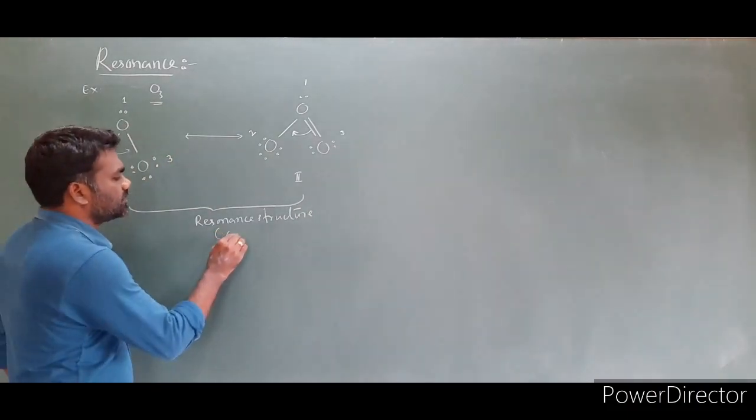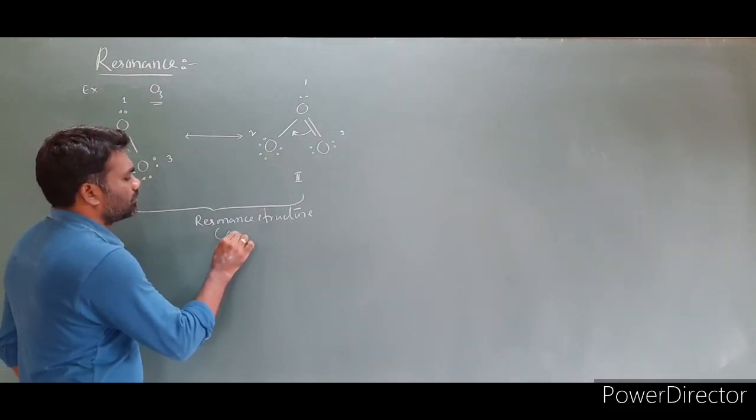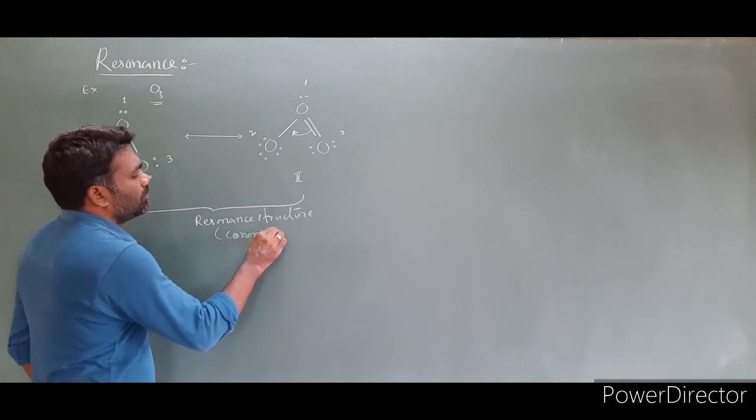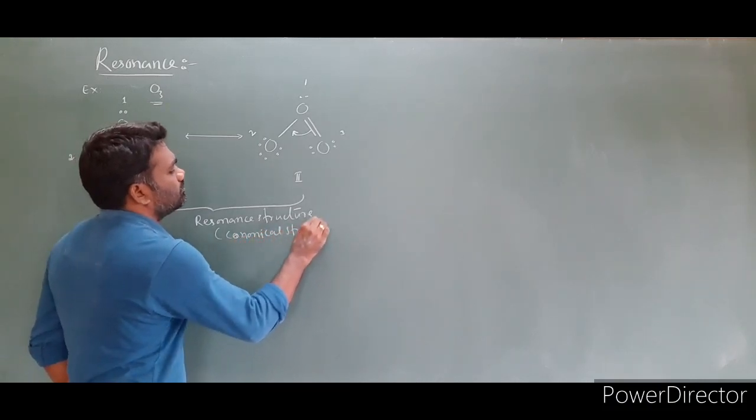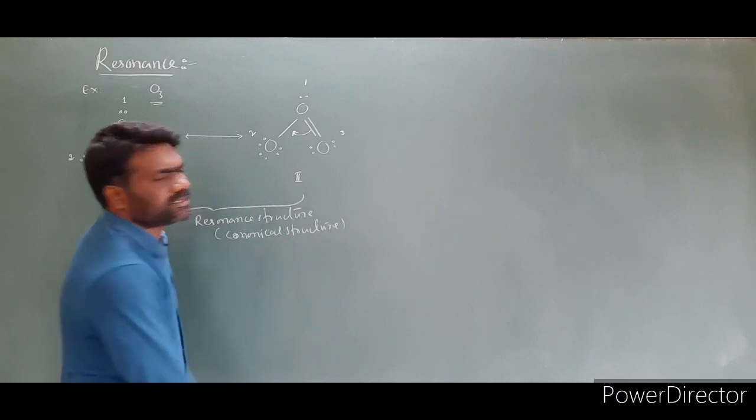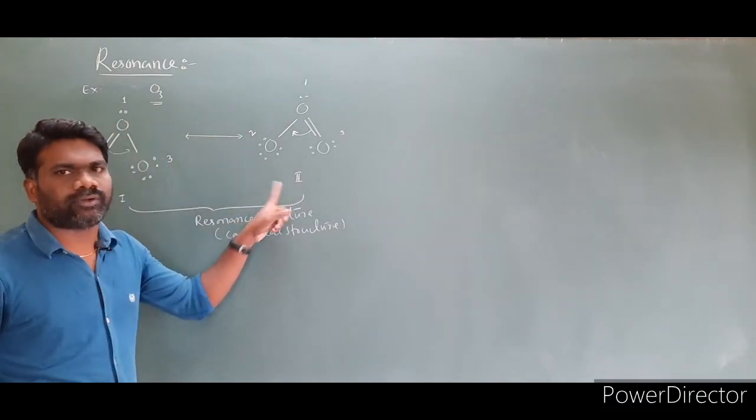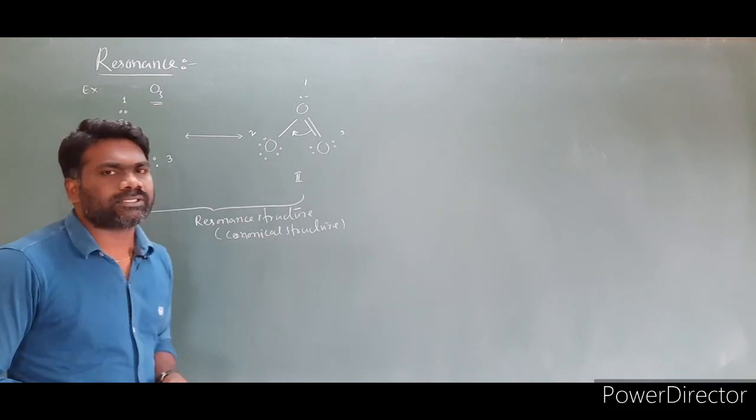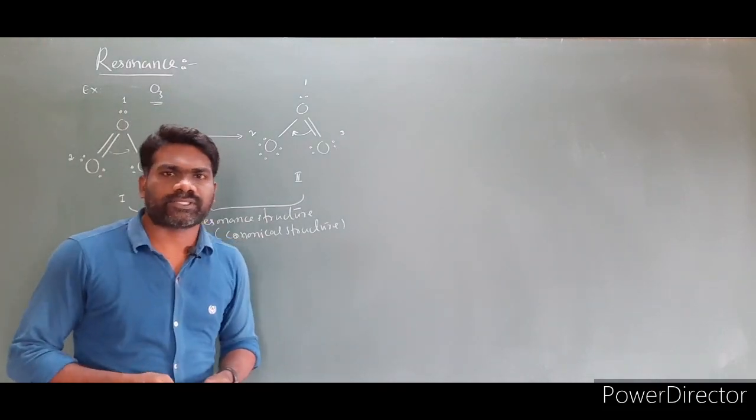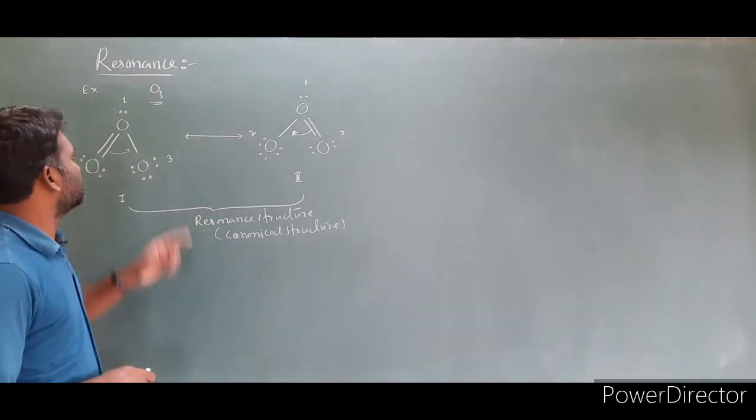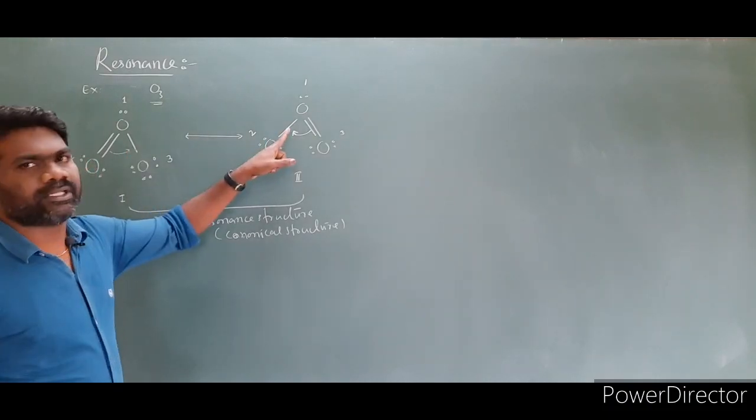The resonance structures are also called canonical structures. Structure 1 or structure 2 are called resonance structures, and these are also called canonical structures.